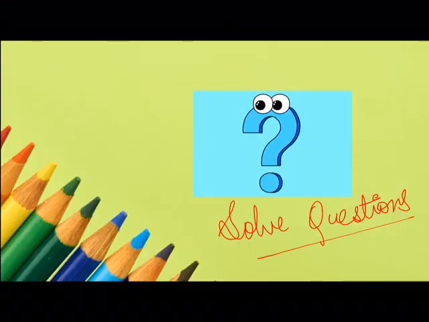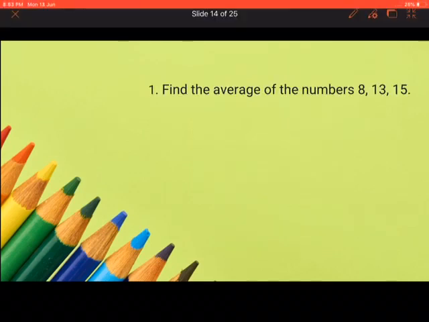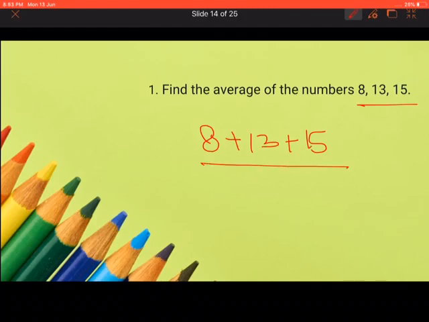Now it's time for us to solve a few questions. So quickly let's get started. The first question is: find the average of the numbers 8, 13 and 15. Very simple. I explained the concept of average in the last session, but it's all right. What you just need to do is take the sum of the given numbers upon the total number of observations.